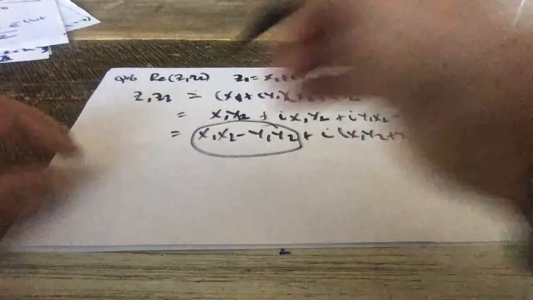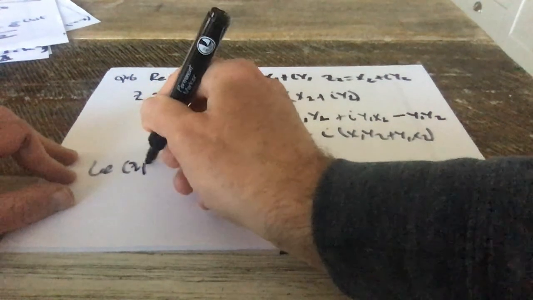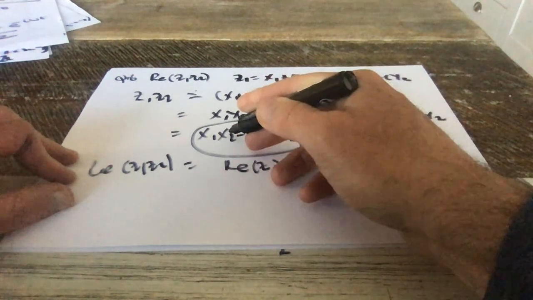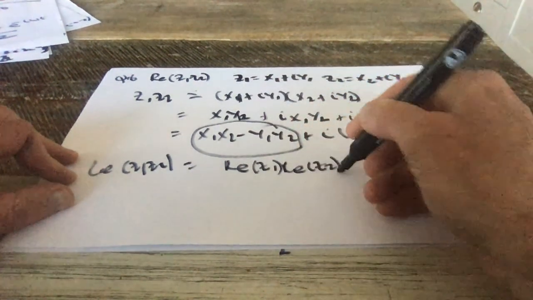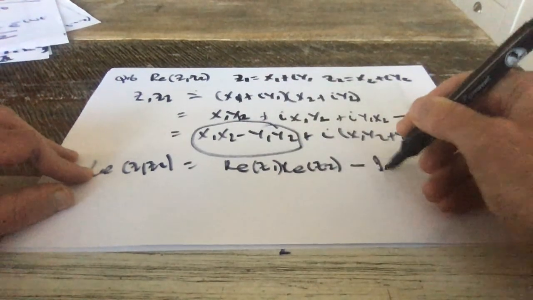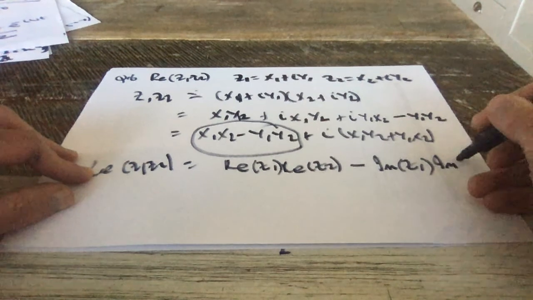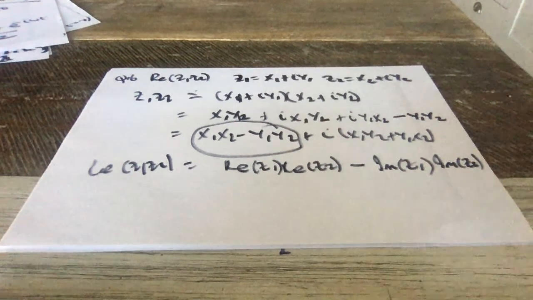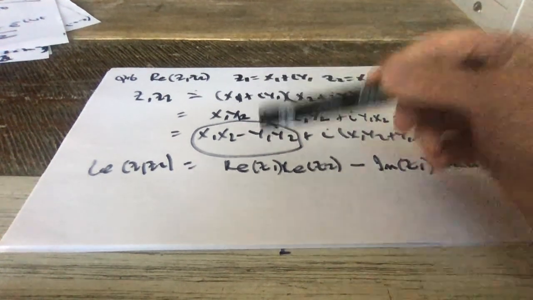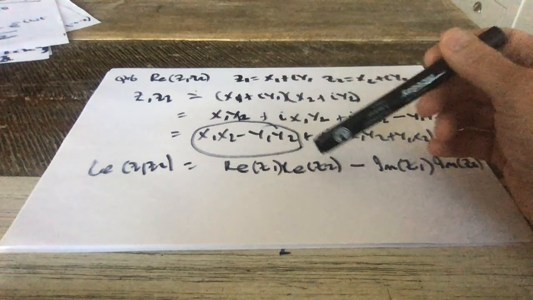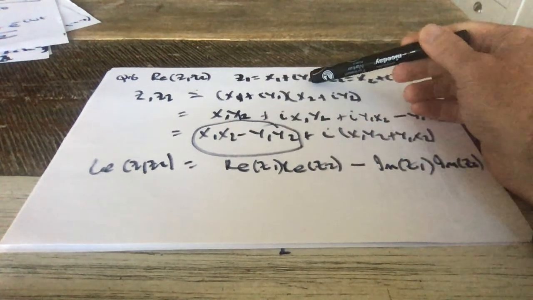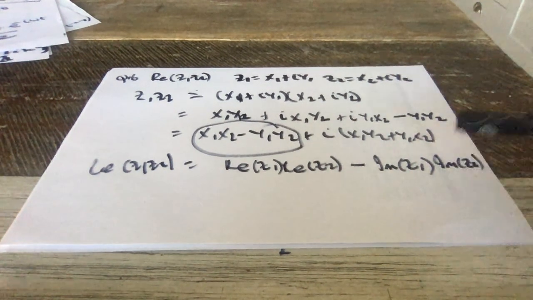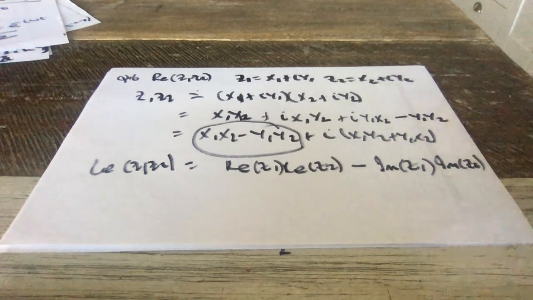So the real part of Z1 multiplied by Z2 is X1 X2 minus Y1 Y2, where X1 is the real part of Z1, X2 is the real part of Z2, Y1 is the imaginary part of Z1, and Y2 is the imaginary part of Z2. So that's what you get, and that's not one of the answers that's given. So the answer is none of the above.